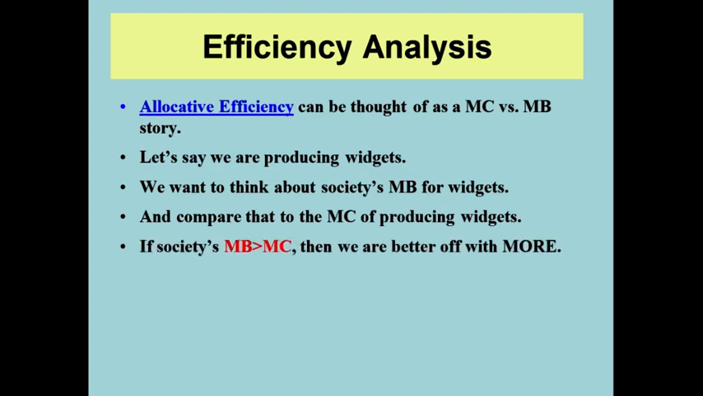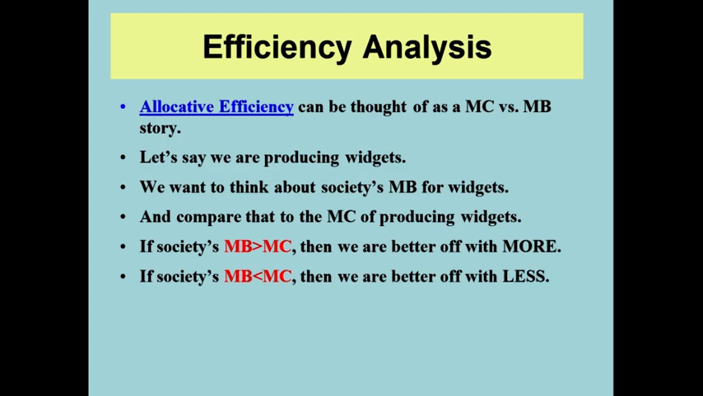Now, if society's marginal benefit of widgets is greater than the marginal cost of widgets, then society would be better off with more. We want more widgets. So when marginal benefit is greater than marginal cost, we want more. If instead society's marginal benefit is less than marginal cost, well then we want less. We've overproduced. So again, we're comparing marginal benefit and marginal cost, but we're doing it from society's perspective.